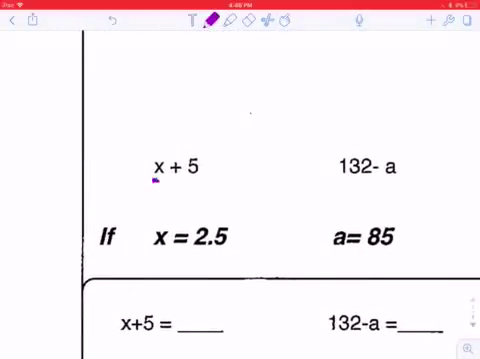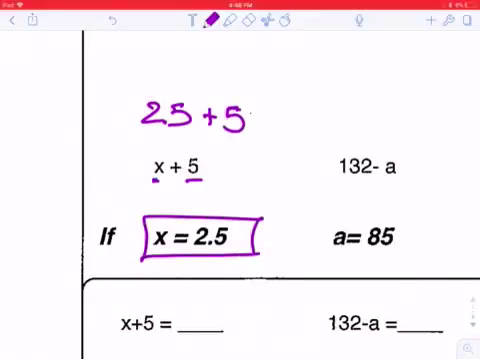It says x plus 5. They want us to substitute x for 2 and 5/10. 2 and 5/10 plus 5. So they've given us the value, and with that we can solve. So just to be clear, this isn't 3. A lot of people make the mistake that it might be 3, and the reason is that 5 is a whole number, and we don't see a decimal.